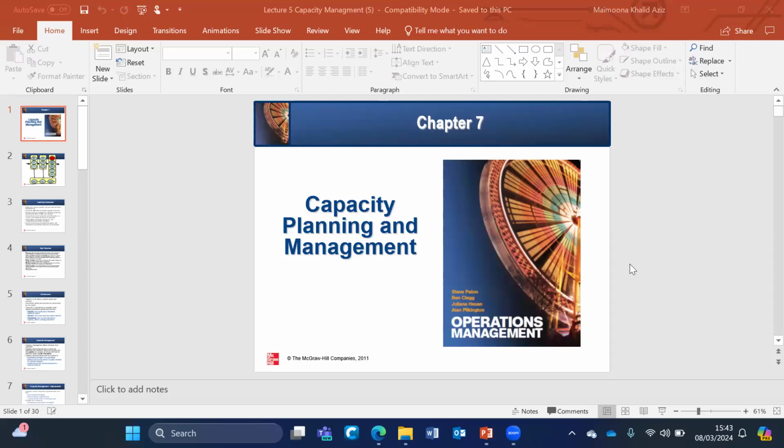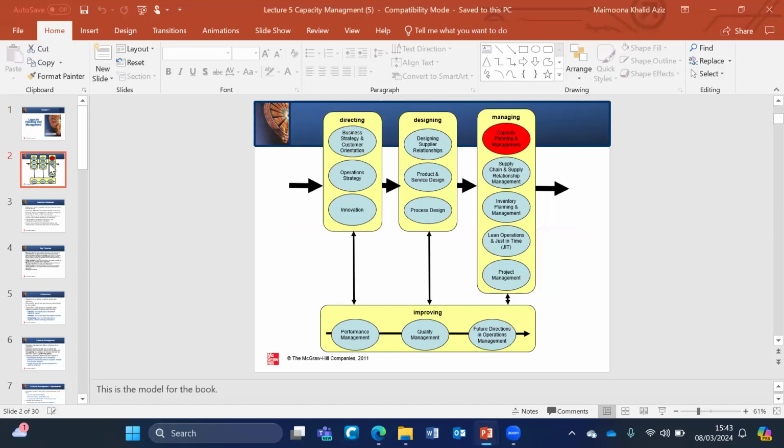The chapter that we are revising today is called capacity planning and management. In this chapter, we can see that we've covered all those previous chapters, and now in the sequence of the book, that's the chapter we are at, and that is the managing step of this book.